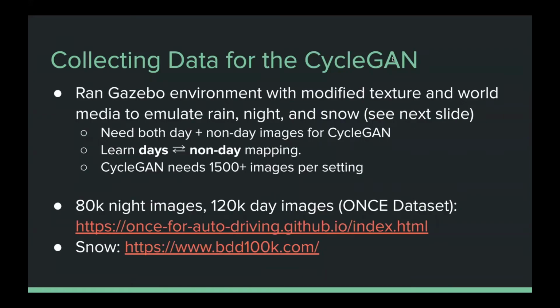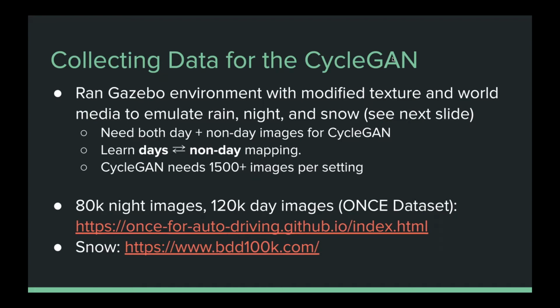One thing to note about GANs and CycleGAN in particular is we need a lot of data. So to do this, we ran our Gazebo environment with modified textures to emulate rain, night, and snow. What we needed was day and non-day images for the CycleGAN. At the end, we looked at the paper for CycleGAN and we realized we needed about 1,500 images per each setting. And so that works for the simulation. We did a similar thing for Carla as well.